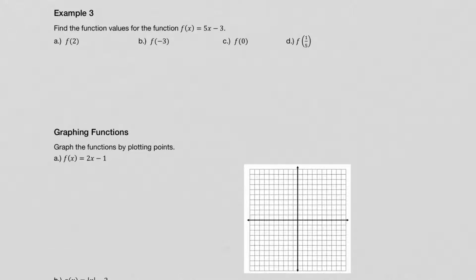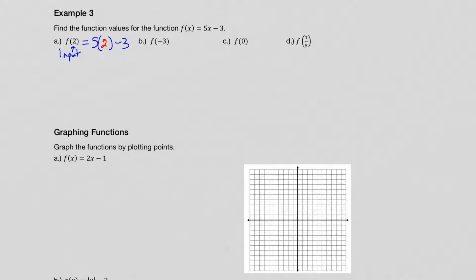Let's take a look at example 3. Find the function values for the function f of x equals 5x minus 3. The first one is asking that we input a 2. So this is our input. If we input 2, what do we get from the function machine? What does f equal? Well, we need to put the 2 right into the machine.